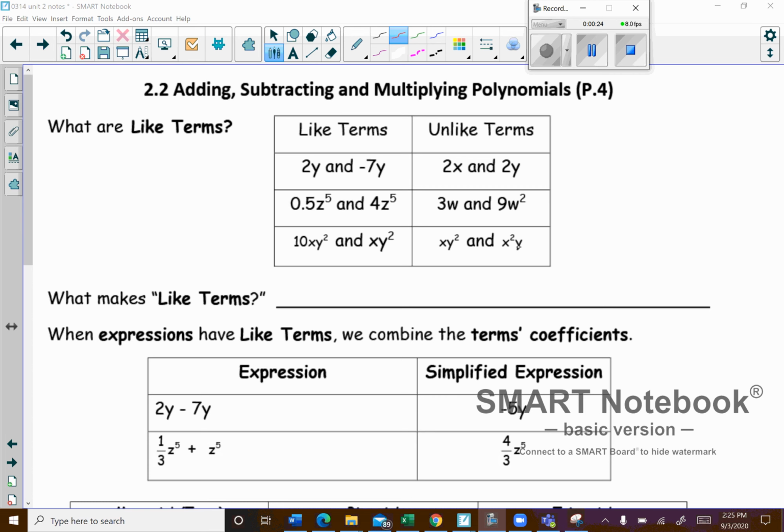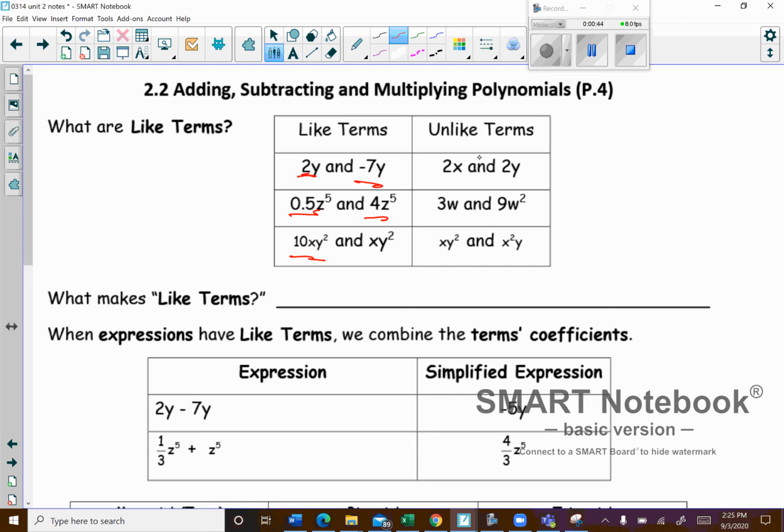So what are like terms? Well, here are some examples of like terms. So 2y and negative 7y. 0.5z to the fifth, 4z to the fifth. We have 10xy to the power of 2, and then we just have xy to the power of 2. So those are a couple examples of like terms.